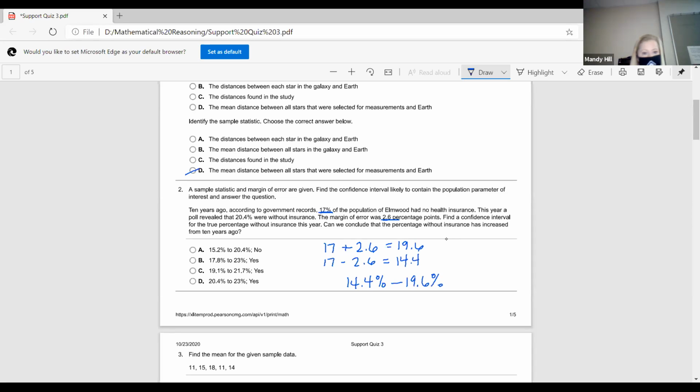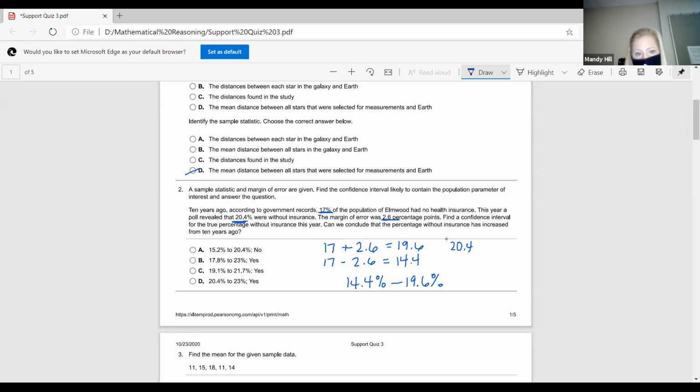17 was an estimate, but with the margin of error, you add it and you take it away, and then you see what the real range that is possible is. So we got 14.4% to 19.6%, except I forgot to do something. This was 10 years ago. I'm sorry. We need to look at the one that is this year.